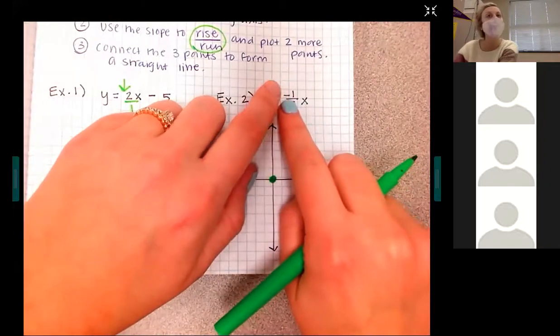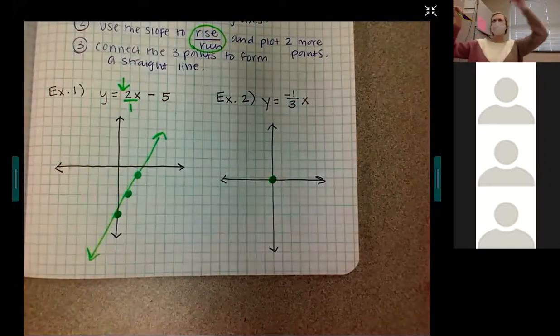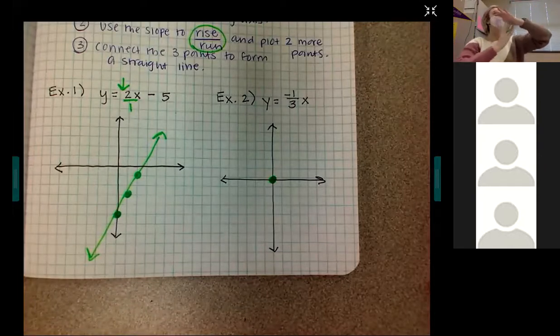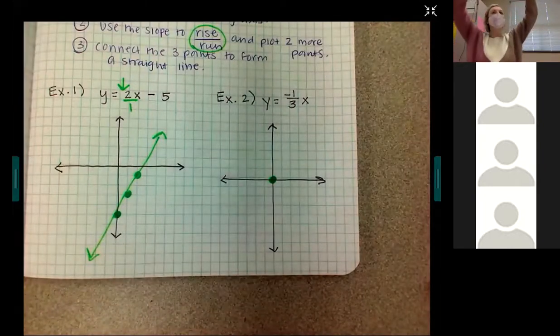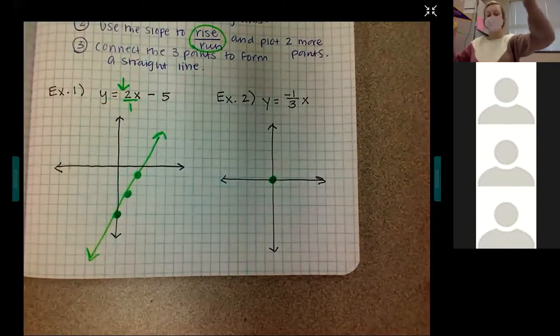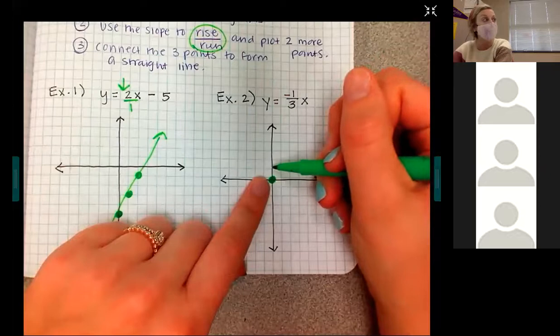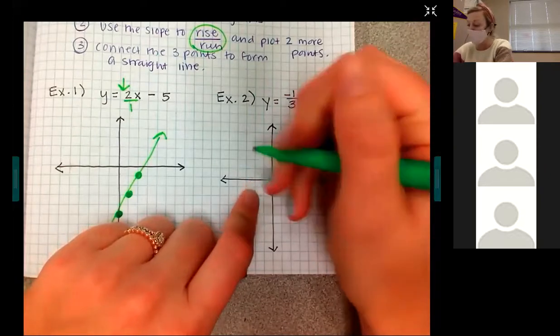But if my slope is negative, am I going to go to the right or the left? Left. Not going down. Stop. We're not going down. Where are we going? Up. And if it's negative, we're going to go to the left. So everybody look. Up 1, left 3.